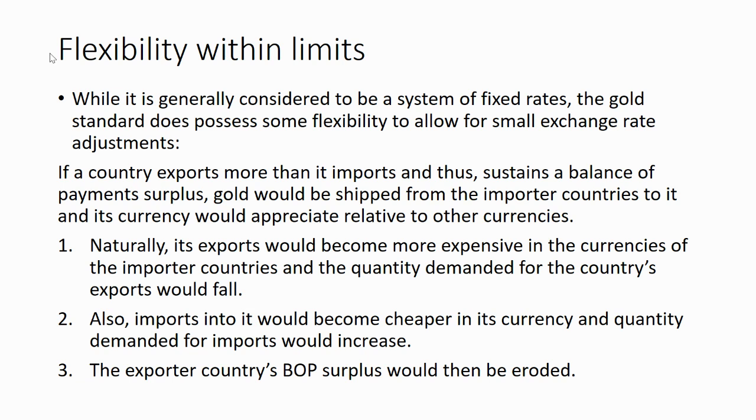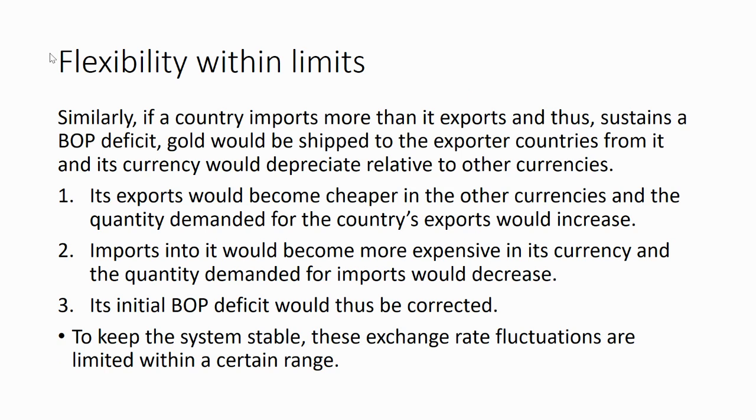Naturally, this would cause its exports to become more expensive in the currencies of the importer countries, and the quantity demanded for this country's exports would fall, right? And similarly, imports into it would become cheaper in its currency, and quantity demanded for imports into it would then increase. The initial problem is that you're exporting more than you're importing, so you want to bring down exports and increase imports. And this adjustment mechanism does exactly that, so this surplus would be eroded or corrected.